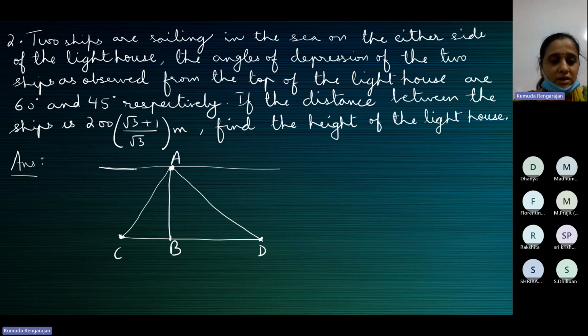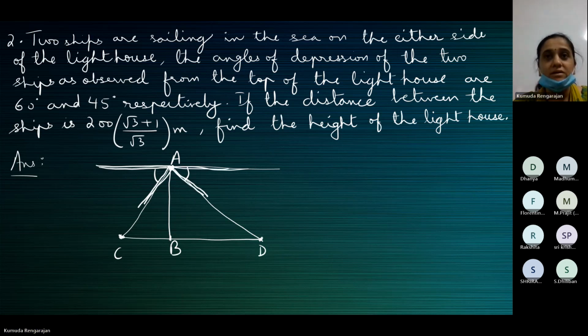So horizontal, line of sight. Here we have to mark the angles of depression between these two. I'll say one is 60 degrees, the other is 45 degrees.